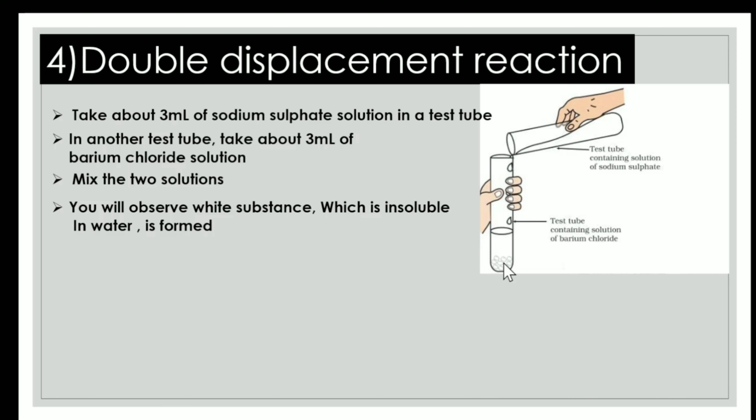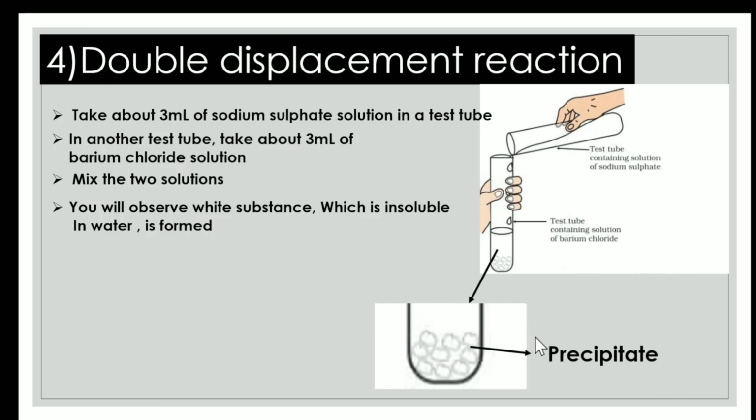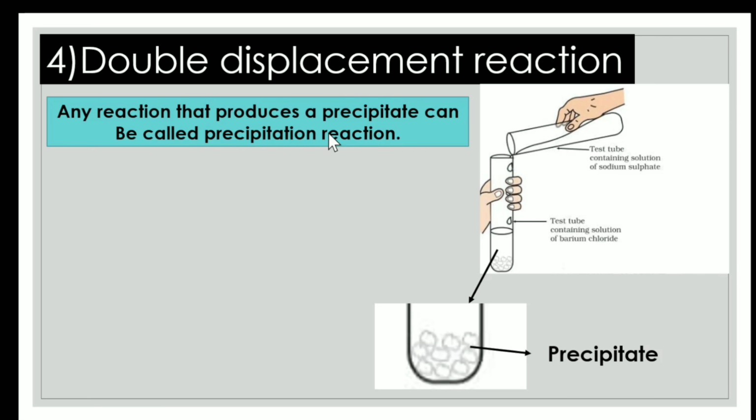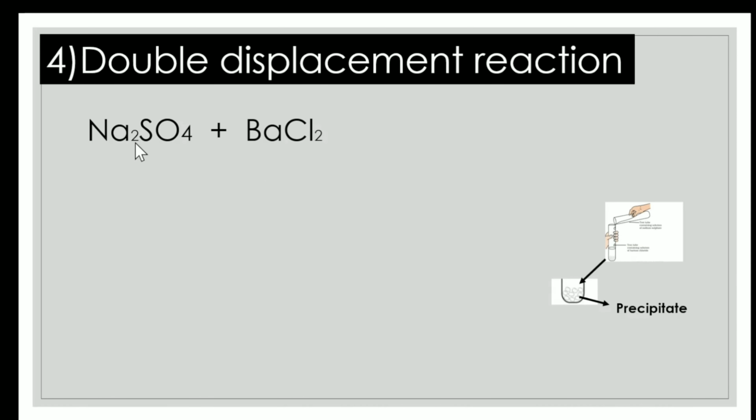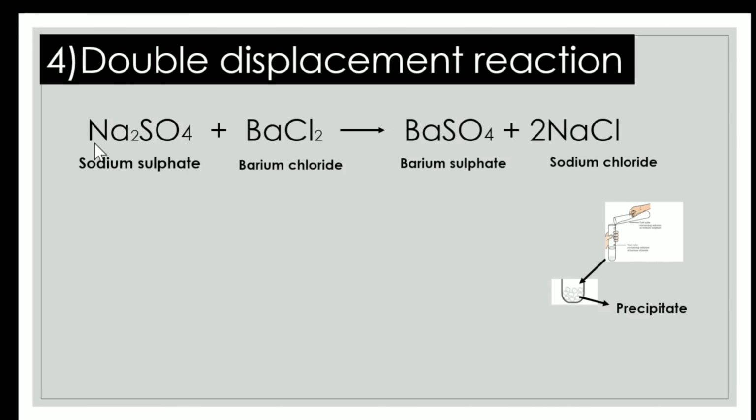What is it actually? It is insoluble in water. It is called a precipitate. Any reaction that produces a precipitate can also be called a precipitation reaction, right? Actually, sodium sulfate and barium chloride, Na2SO4 and BaCl2, both react when we mix the two solutions. In this chemical reaction, sodium replaces the barium's place. Barium replaces the sodium's place and forms barium sulfate and sodium chloride.